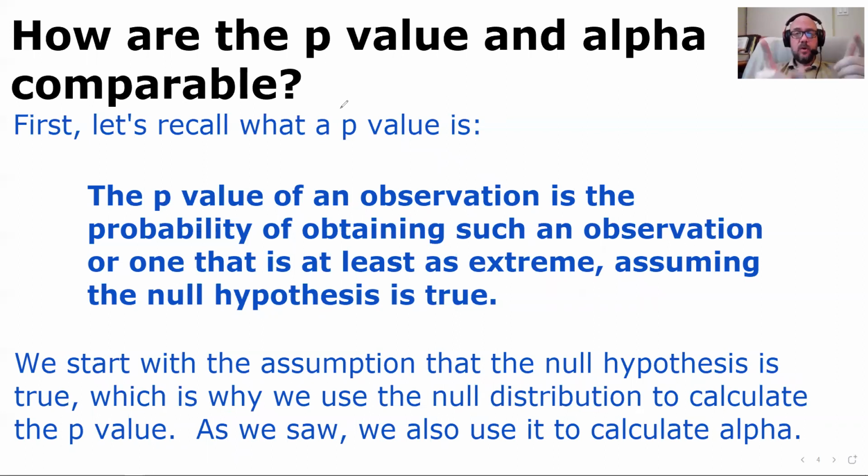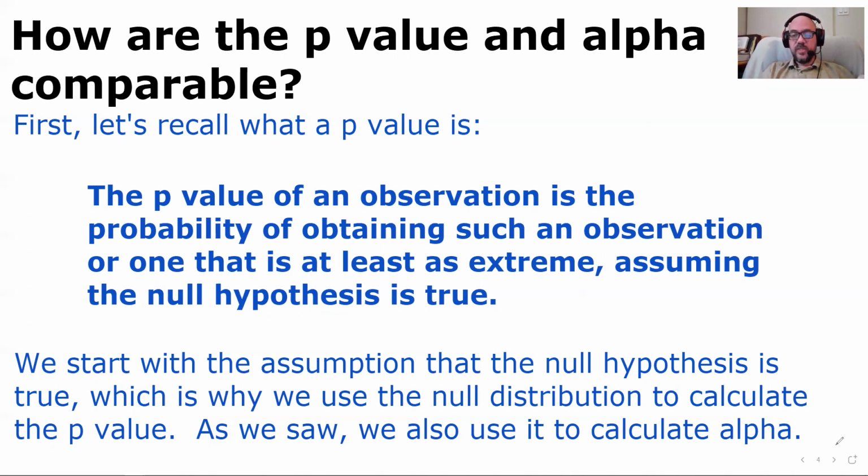So I want to recall what the definition of a p-value is. So here it is, big bold thing on the screen. The p-value of an observation is the probability of obtaining that observation, or one that is at least as extreme, assuming that the null hypothesis is true. So we start with that assumption of the null hypothesis being true, which is why we use the null distribution to calculate the p-value. And as we saw a couple of screens ago, we also use the null distribution to calculate alpha. Additionally, both alpha and the p-value are probabilities. So they are both some sort of shaded region on the null distribution.